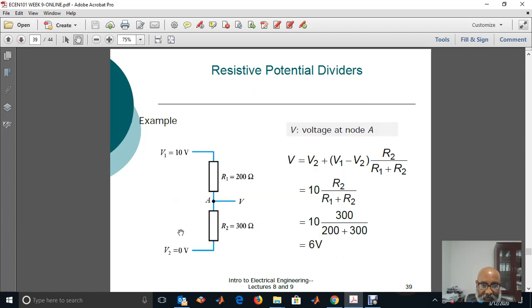Now, if V2 is 0, simply the voltage V at point A will become V1 minus V2 times R2 over R1 plus R2. This example shows V1 is 10 volt, V2 is 0 volt. Therefore, the voltage at point A is V2, which is 0, plus V1 minus V2, which is 10 volt, times R2 over R1 plus R2, 10 times 300 over 500, which is equal to 6 volt.